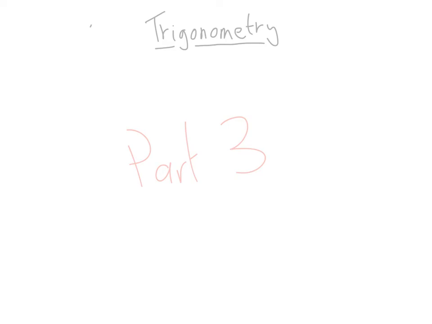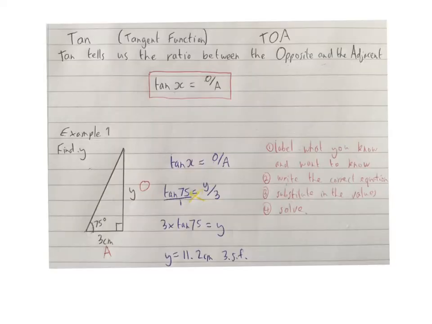This is part 3 of trigonometry. Part 1 we learned how to label the sides. Part 2 we learned about the tan function. The tan or tangent function tells us the ratio between the opposite and the adjacent.